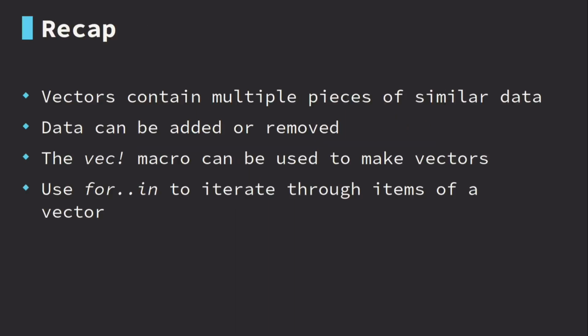To recap, vectors contain multiple pieces of similar data. Data can be added or removed from vectors easily. The vec macro can be used to easily make vectors in your code. Use for in to iterate through items in a vector.